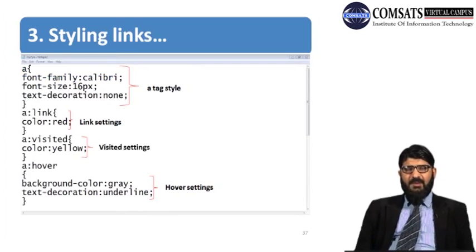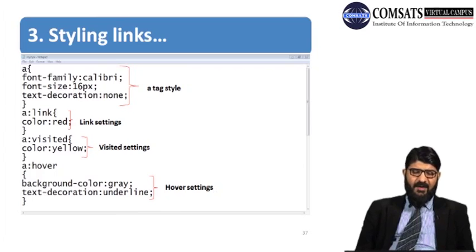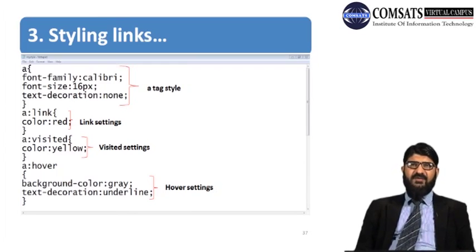So now see how to style the links. First, the font family is mentioned, and it is in an external CSS. The name of the file is mystyle.css. First of all, the starting tag is mentioned, and then its property font family, that is Calibri, the font size, that is 16 pixels, and then text decoration. You don't want to apply any text decoration, that's why you have written none.